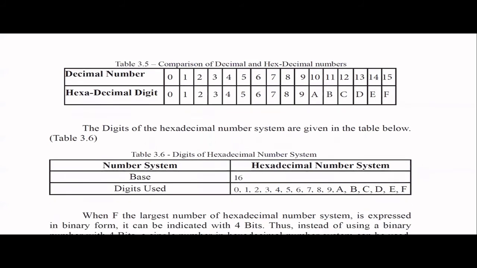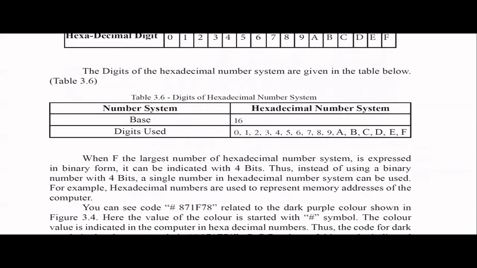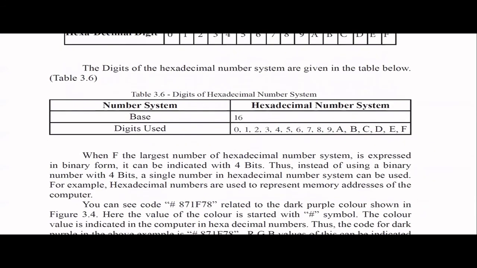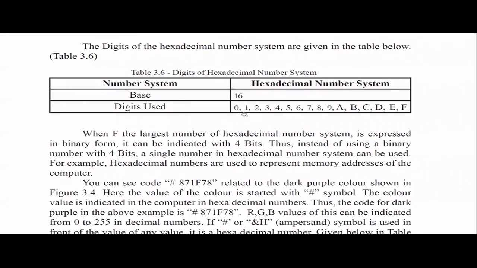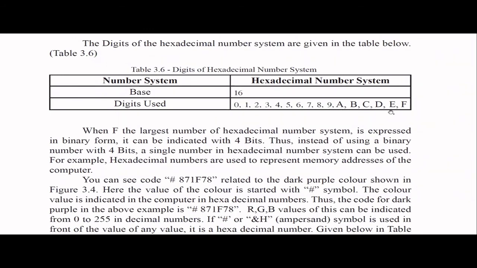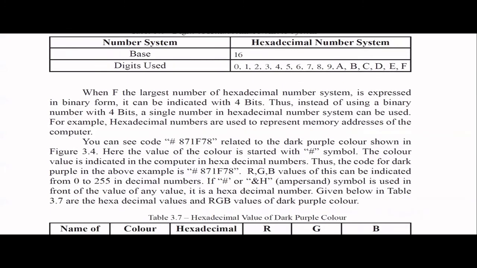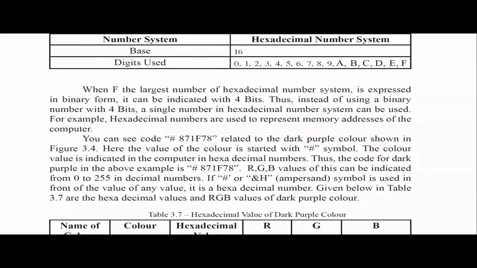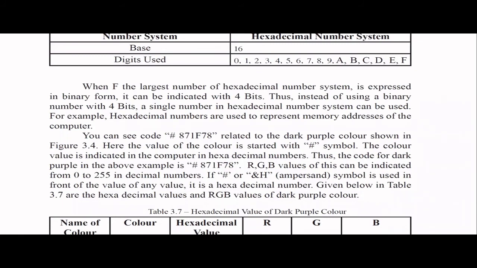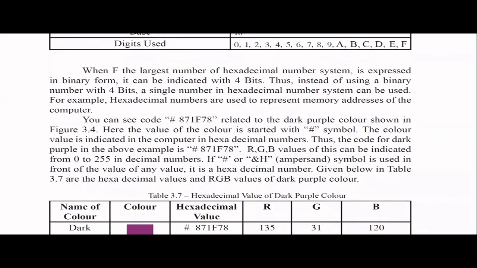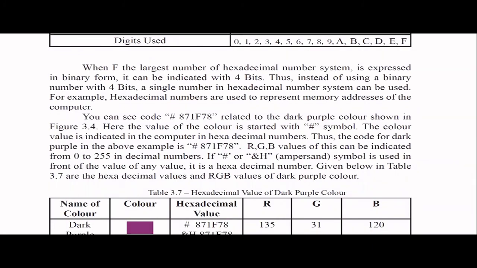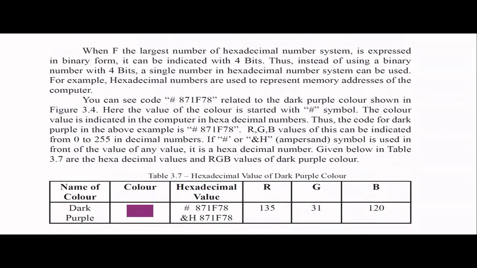So here the base is actually 16, and we have 16 digits, 0 to 9 and then A, B, C, D, E, F. F is the largest digit of hexadecimal. Normally hexadecimal numbers are represented with 4 bits. So instead of using 4 bits in binary, we can use a single digit in the hexadecimal number system.